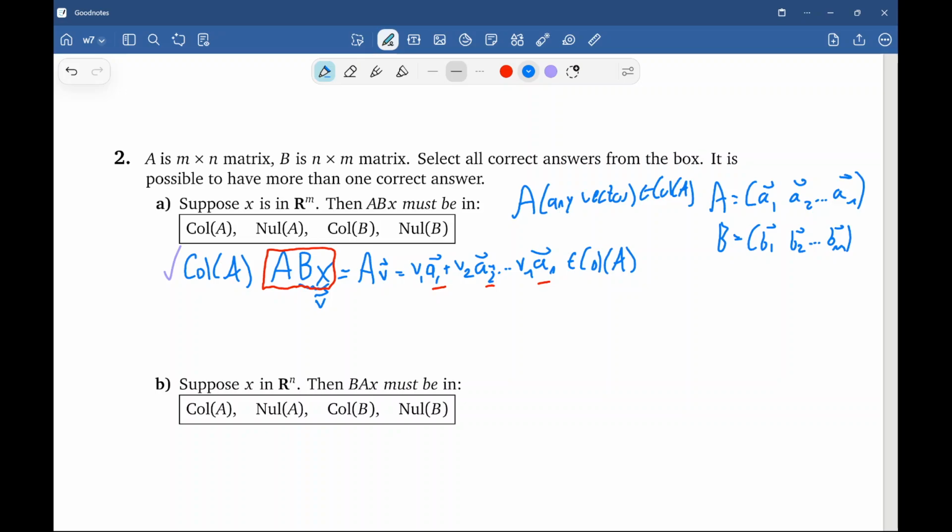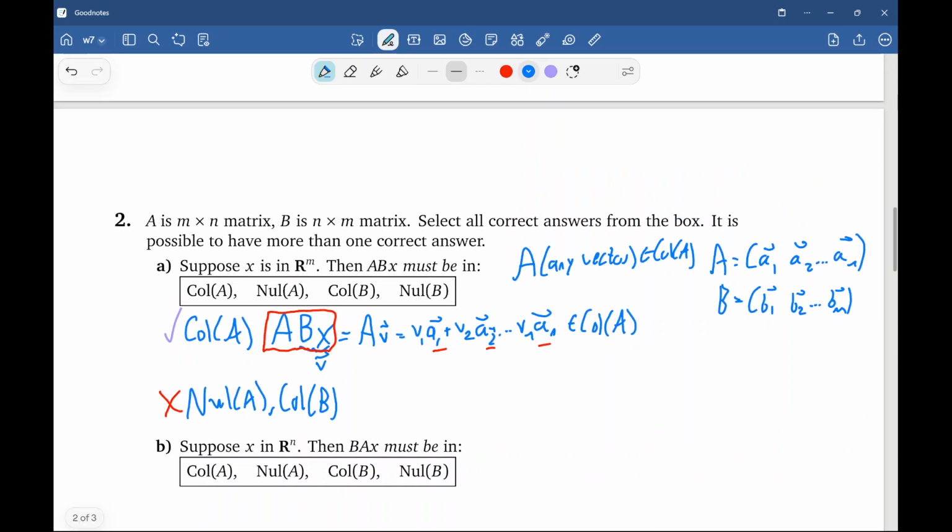Two that are incorrect for sure are null space of A and column space of B. These are incorrect. And the reason for that is, let's see, ABx. What dimension is that? Well, A is m by n, B is n by m, and x is a vector in Rm, so it's m by 1. Again, this just means it's a vector. Vectors only have one column. So let's see. These match, so we're good here. These match, so we're good here. This is going to be a vector in Rm because it is m by 1.